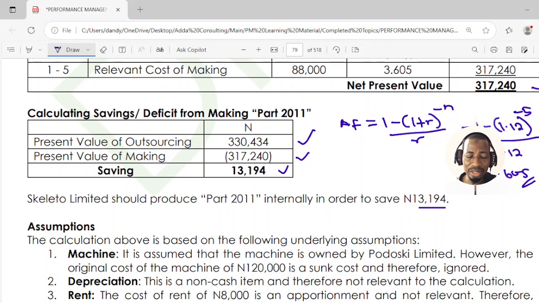You cannot earn this 10 marks if you stop at this. If you stop at this decision that Skeletal Limited should produce part 2011 internally in order to save 13,194 naira, you will not earn the entire 10 marks because there are some costs in the question. You ignore them. Why did you ignore them? So you need to state your assumption.